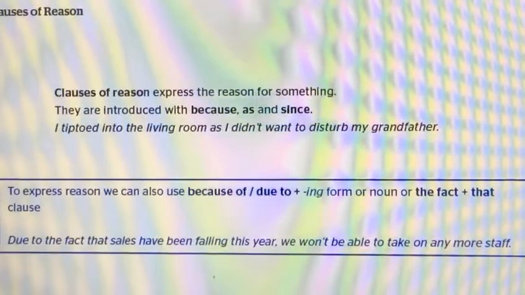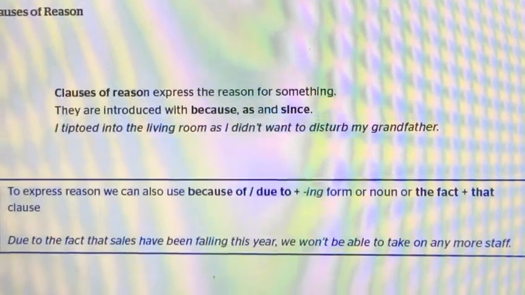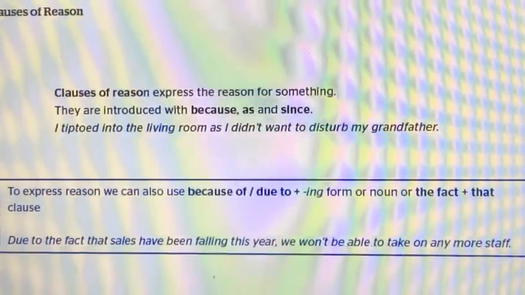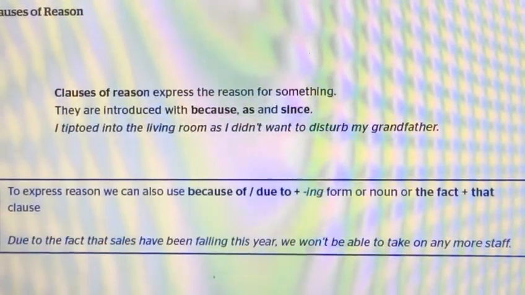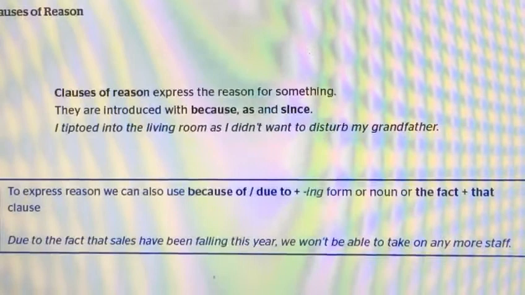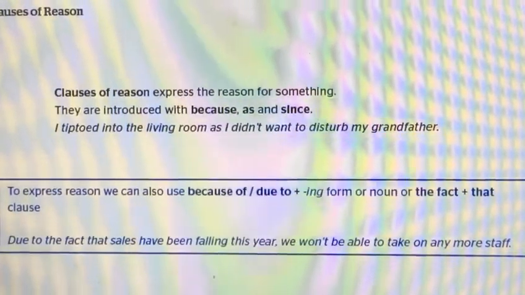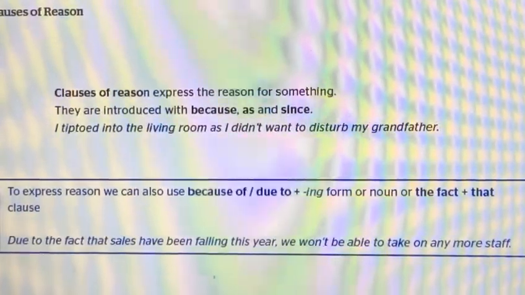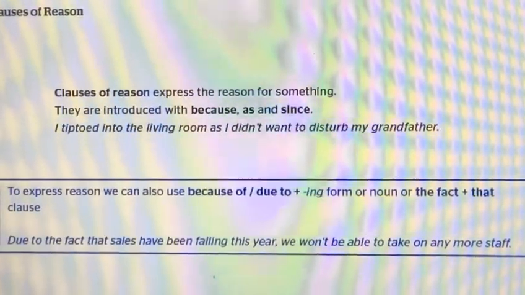Read the note, please. To express reason, we can also use because of or due to plus ing form or noun, or the fact plus that clause. Due to the fact that sales have been falling this year, we won't be able to take any more staff.